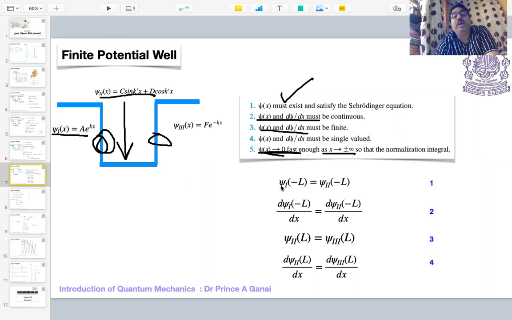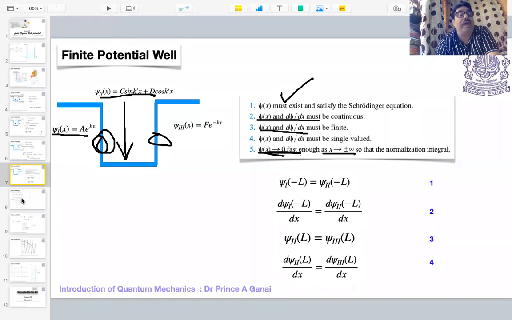Okay, so what do I have? I have psi 1 of minus L should be equal to psi 2 of minus L, meaning these two should match. So if you put x equal to minus L, it will be a e to the power k minus L equal to c sine k prime minus L plus d cos k prime minus L. Similarly, take the derivatives and then match them there. Again, you can match derivatives and functions at x equal to L as well.